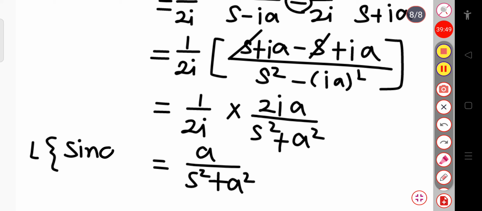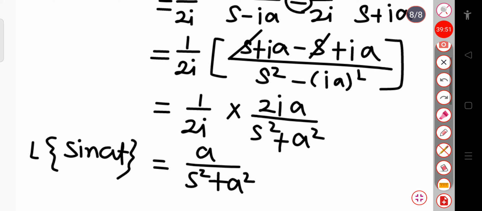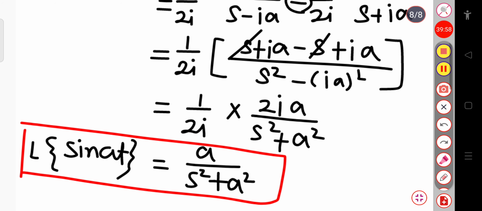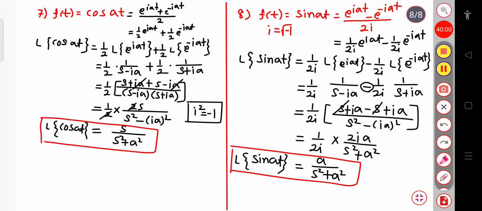So this is our basic Laplace transform calculation. This Laplace transform is very useful. When the function is cosine at, in place of it, it may be given cos 2t, cos 5t like this. You don't have to solve that by splitting; simply you have to write. You know the Laplace transform of cosine at is s by s square plus a square. Suppose the Laplace transform of cosine 5t.